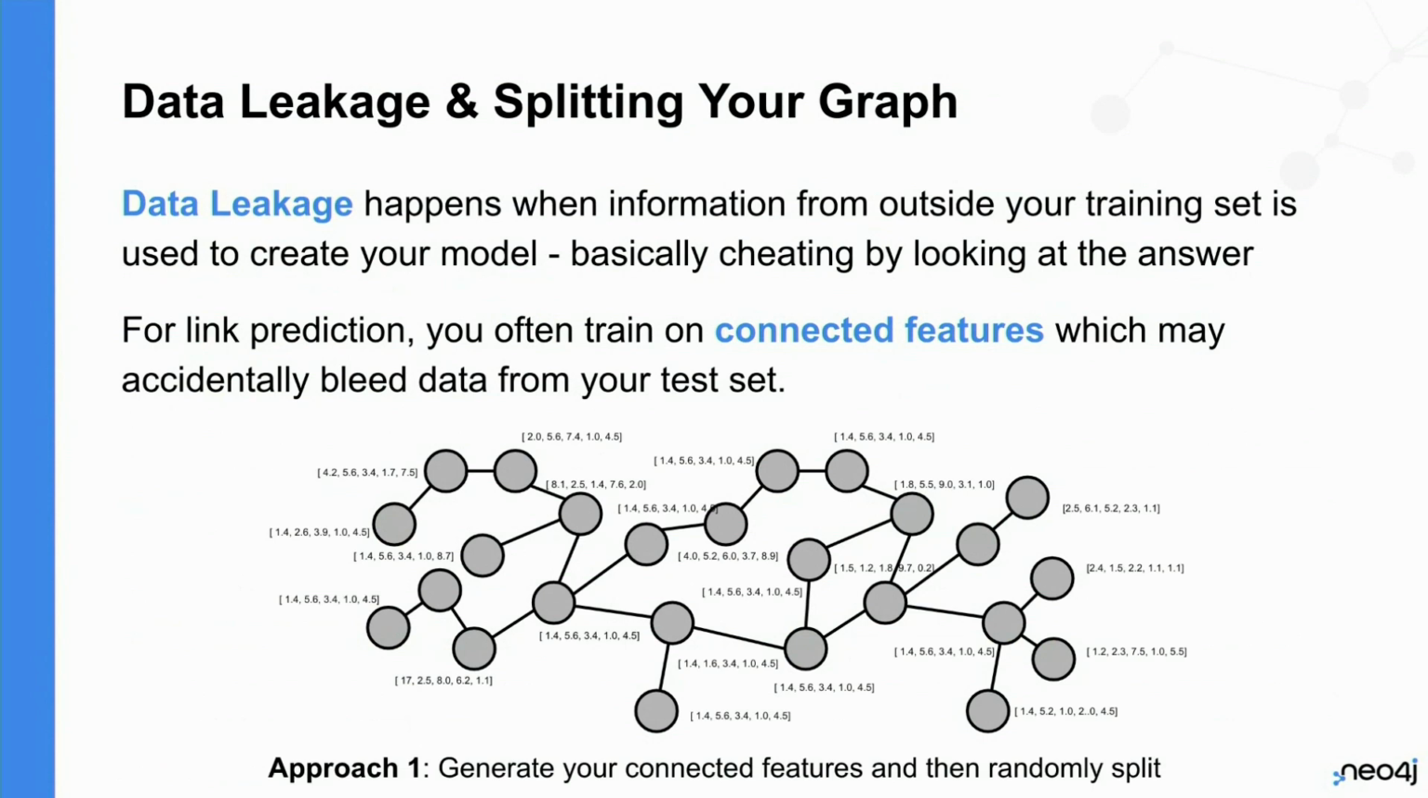One that data scientists often start with is, okay, my graph is really a table, right? Each node is a row, features are columns. I'm just going to generate my connected features and randomly split. This is really problematic, right?